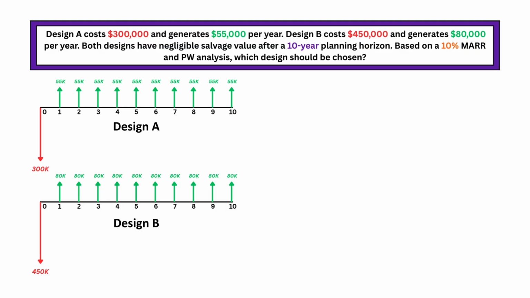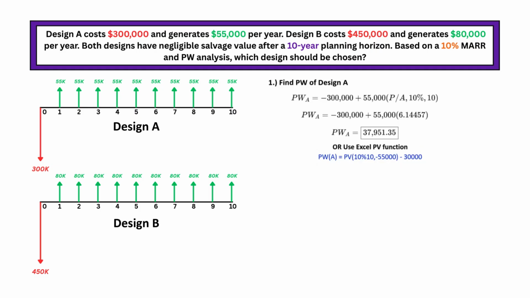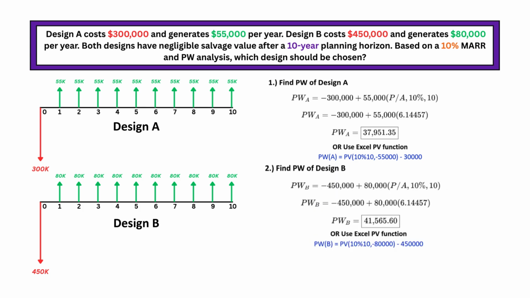For each alternative, we compute the present worth by discounting the uniform annual revenues and subtracting the initial investment. For the first design, the present worth is found by multiplying the annual revenue by the 10-year P/A factor at 10%, and then subtracting the initial cost. This results in a present worth of approximately $38,000. For the second design, the same process is followed, but with a higher annual revenue and a higher initial cost. The resulting present worth is approximately $42,000.